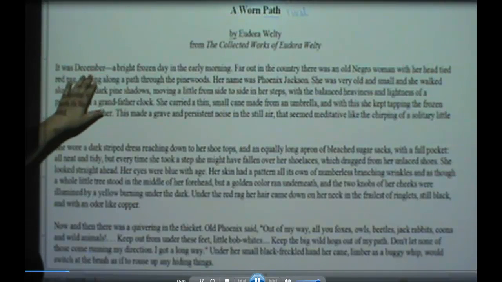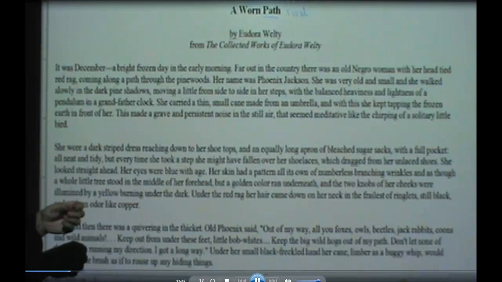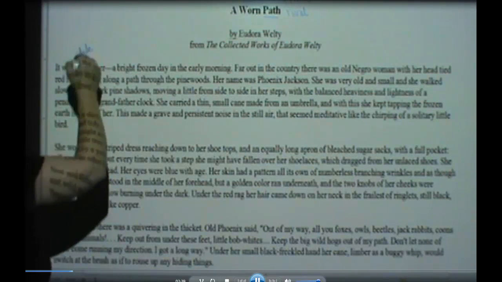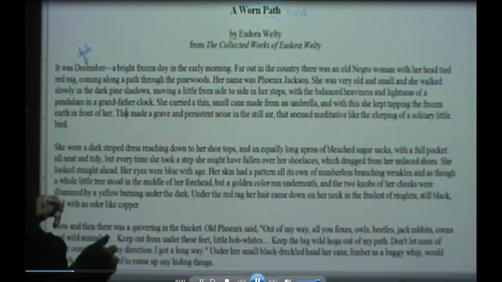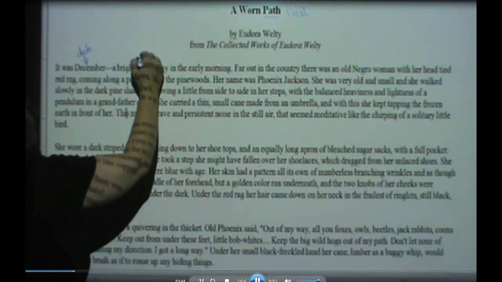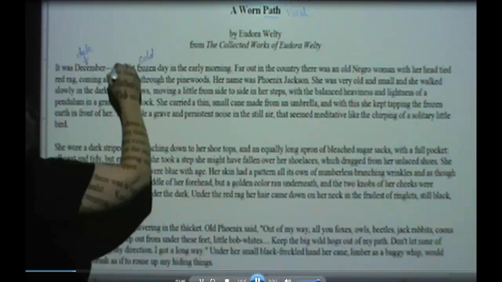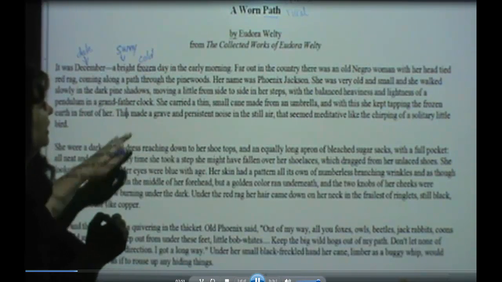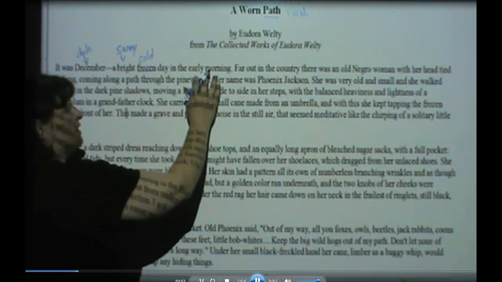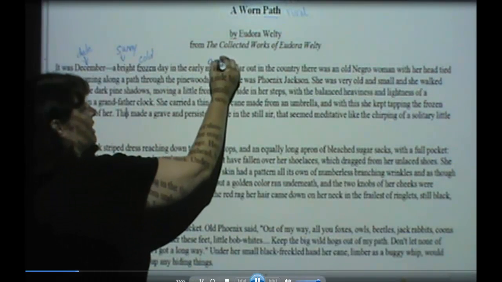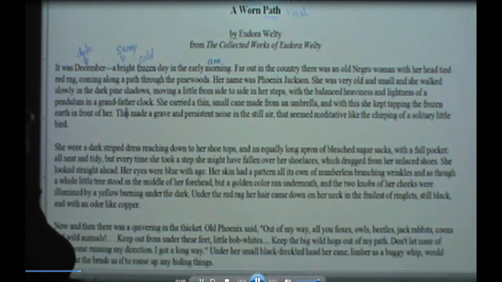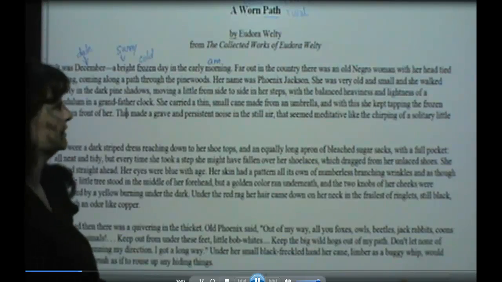"It was December, a bright frozen day in the early morning." Well, that makes it very easy for us. December gives us the date. We know it's the last month of the year. A bright frozen day, so we can assume that it's cold, but sunny in the early morning. So now we have a time, so it's in the a.m. So just in that simple sentence, we've been told quite a bit of information already about the setting.